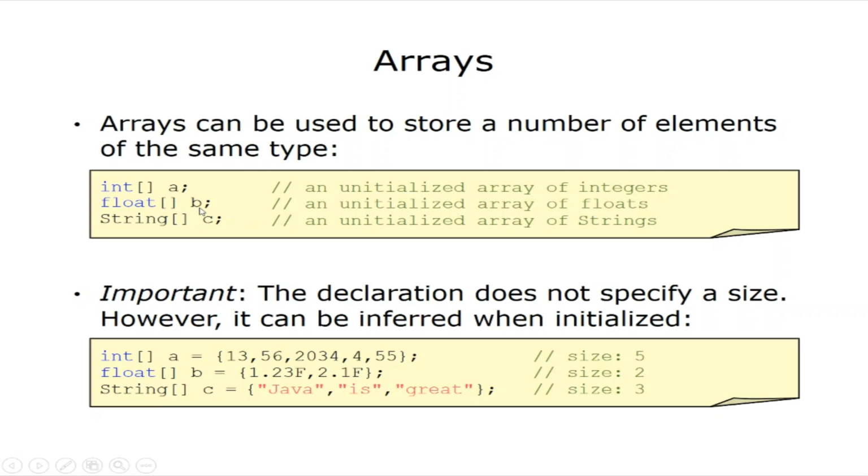The array can be used to store a number of elements of the same type. Remember, this is very important. It's different from the usual file in our computer. It can only store elements of the same type. For example, if you declare an array named A and you declare it as integer, then only integer elements can be stored in this array.